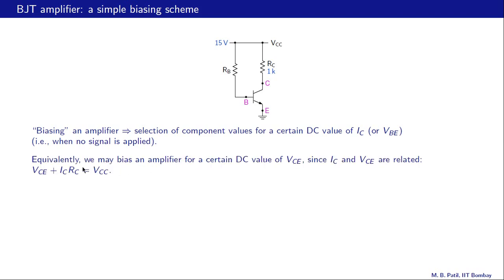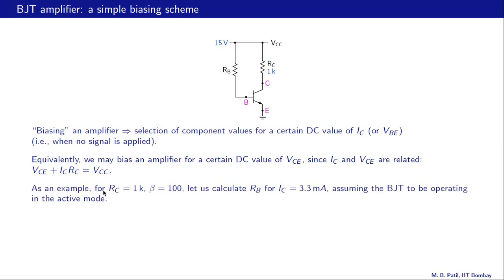Now equivalently, we may bias an amplifier for a certain DC value of VCE, this voltage VCE, and why can we do that? Because IC and VCE are related. For example, in this circuit, VCE plus IC times RC is equal to VCC, and so therefore there is a relationship between VCE and IC. So sometimes instead of insisting on a certain value of IC, we might say that VCE should be a certain voltage.